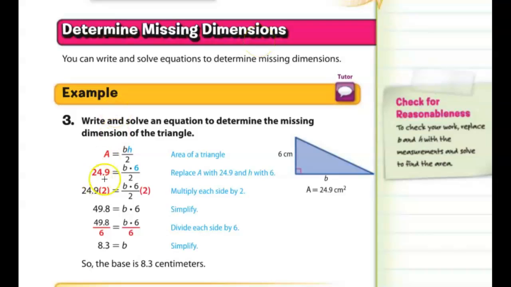So we multiply by 2. This becomes 2 over 2, and it cancels out to be 1. And so now all we have is base times 6. So 24 and 9/10 times 2 is 49 and 8/10. So now we have base times 6. To get rid of the 6, again, we're going to divide both sides by 6. This cancels out to be 1, base is by itself. We divide this side by 6, and then base is equal to 8 and 3/10.